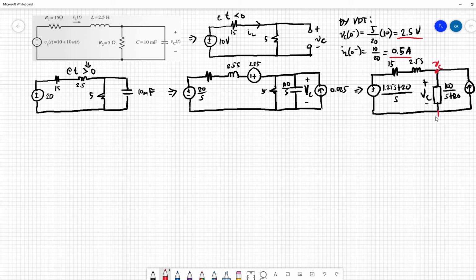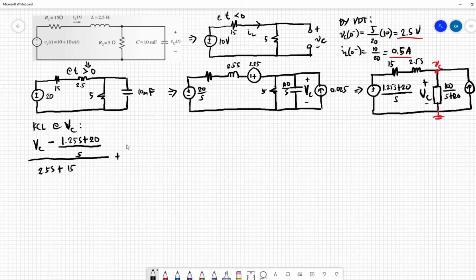Applying KCL at node VC, you can get the expression of VC. So KCL at VC, we have VC minus (1.25s + 20/s) all over (2.5s plus 15), plus VC over 100/(s plus 20), minus 0.025 equal to 0.